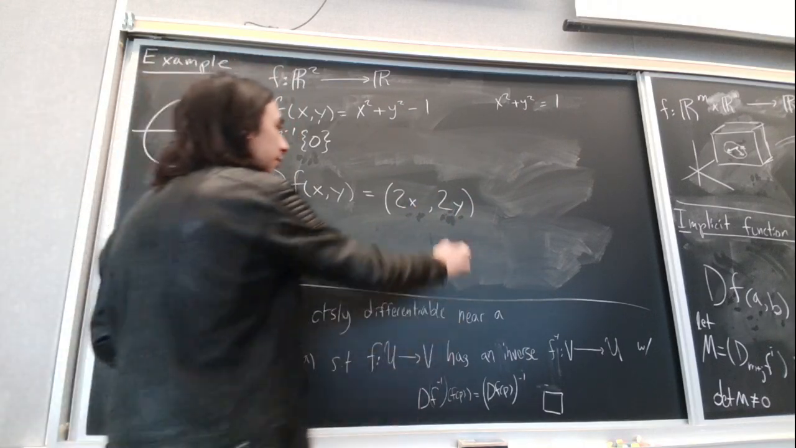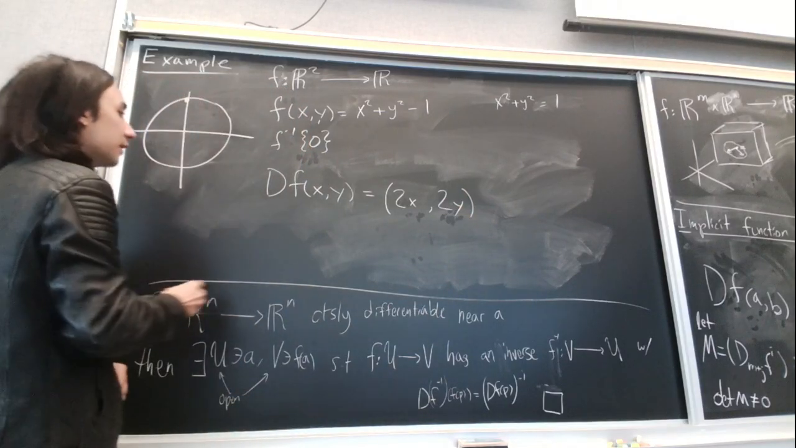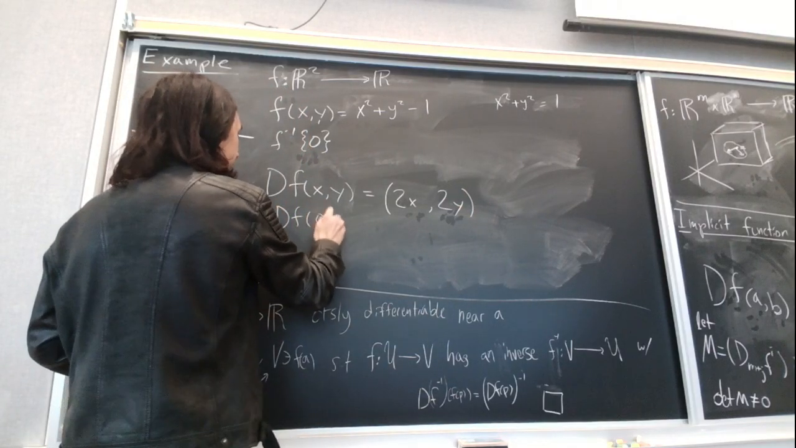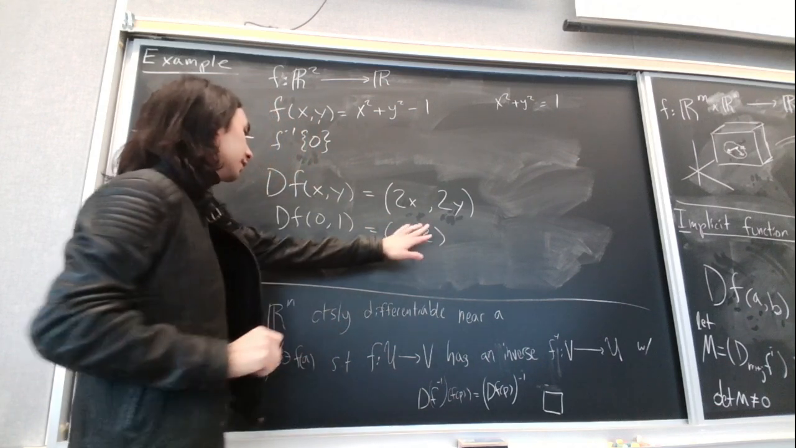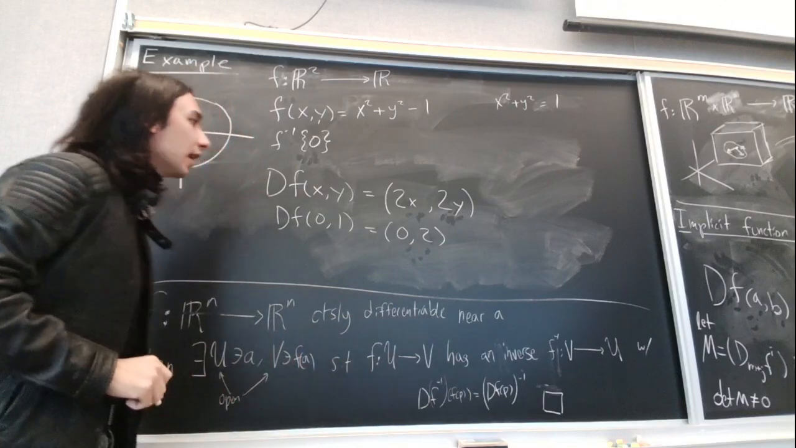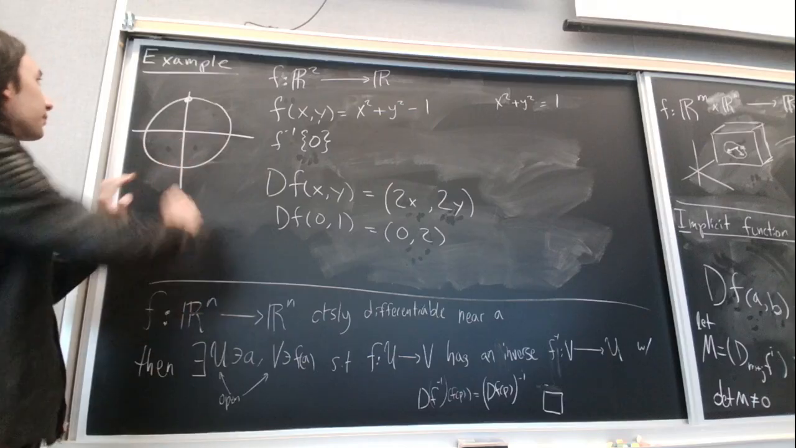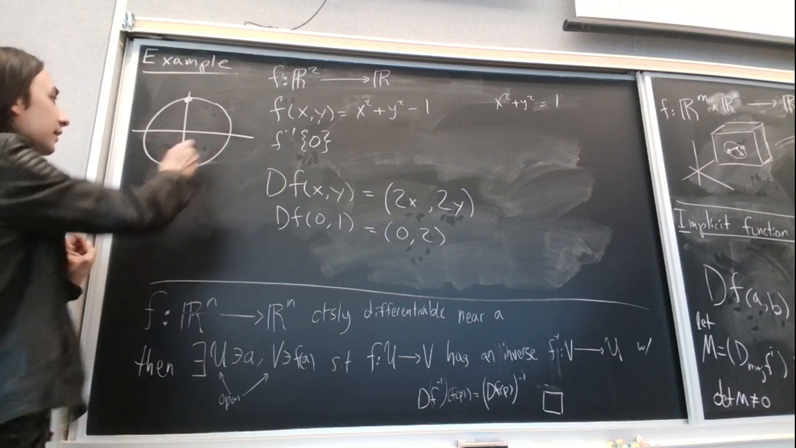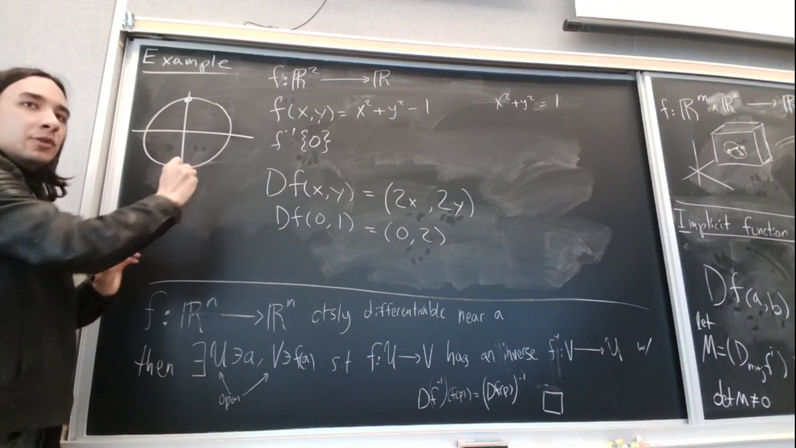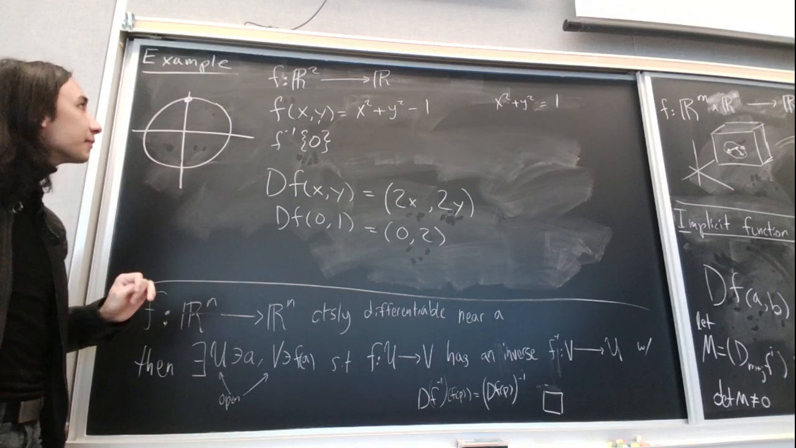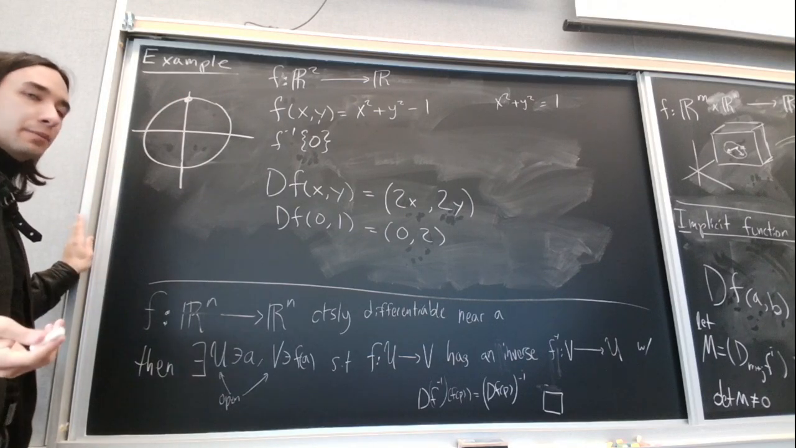But anyway, let's consider a point where this is non-zero. Where is y non-zero? Probably here. So let's consider the point 0, 1. The derivative at 0, 1 is 0, 2, right? Remember, R2 is the domain of this function, and the circle is the part of the domain that gets sent to 0. We remember this, right? Now, when we're near this point, the implicit function theorem.